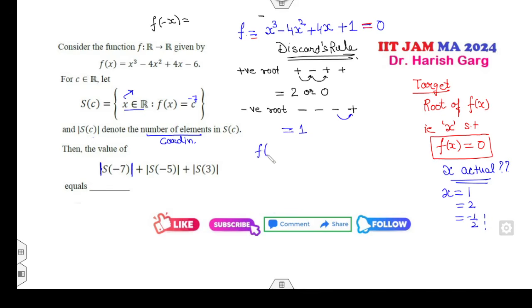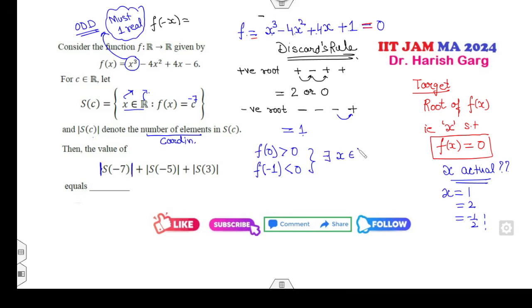Fine. Now you can see what is the value of f(0). f(0) is positive because there is one negative number. Okay, this is a cubic equation. Every odd degree polynomial must have one real root. Since your target is real, you can also see what is f(-1). Negative, negative, positive, that will be less than 0. This means there exists one root which lies between -1 and 0 by the intermediate value theorem. One root will definitely be found.